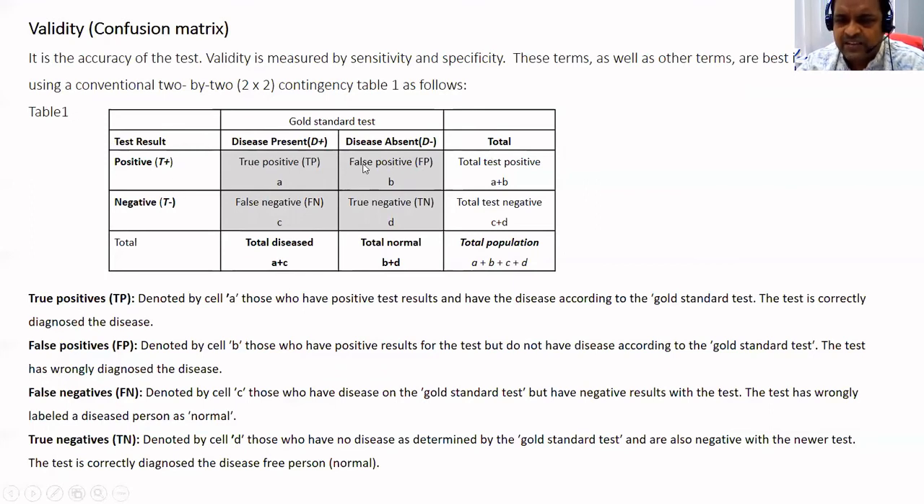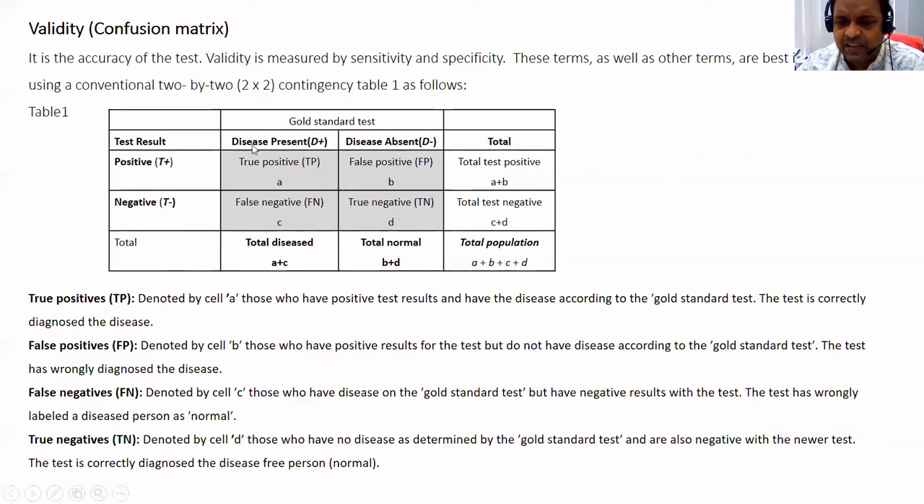Inside there are four cells, A, B, C, D. These four cells are a combination of the gold standard and the laboratory test. This is the intersection. So let us define the epidemiological terminology that you should know. Whoever wants to study biostatistics at a more advanced level should know this confusion matrix to understand specificity and sensitivity.